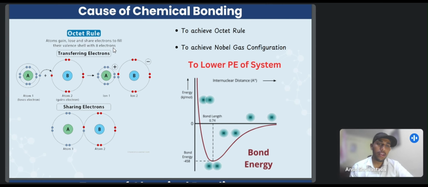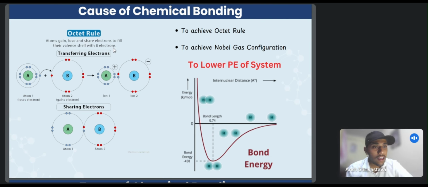We know that when atoms come close, they experience two opposing forces. First is attraction, second is repulsion. Attraction between the positively charged nucleus of one atom and the negatively charged electrons of others, and repulsion between the nuclei of the atoms or between the electrons. Now, if we plot the potential energy curve against the internuclear distance, we will get a U-shaped curve as you can see on your screen.